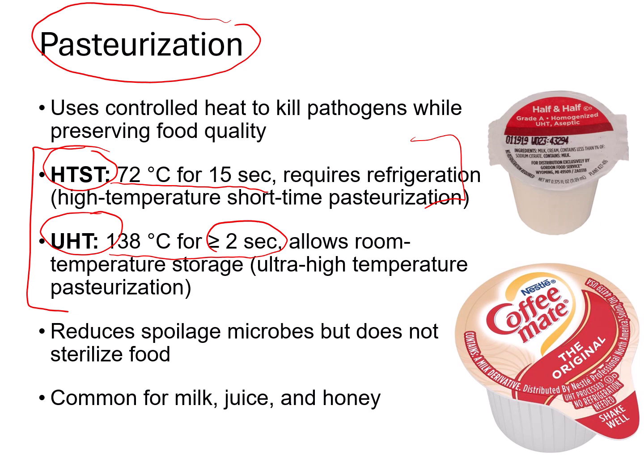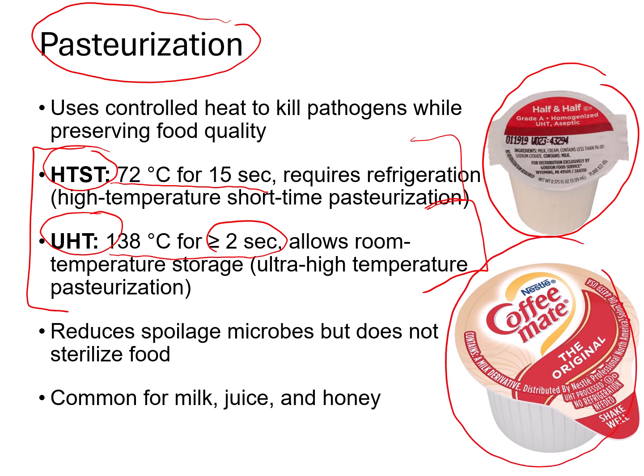This kills nearly all microbes and allows the food product to be stored at room temperature, such as the creamers shown here. So if you zoom in and look, you can see UHT, and then it's also here UHT. So these methods prevent spoilage and foodborne disease without damaging the product. So for example, UHT milk can stay unopened for months, whereas HTST milk has to stay refrigerated.